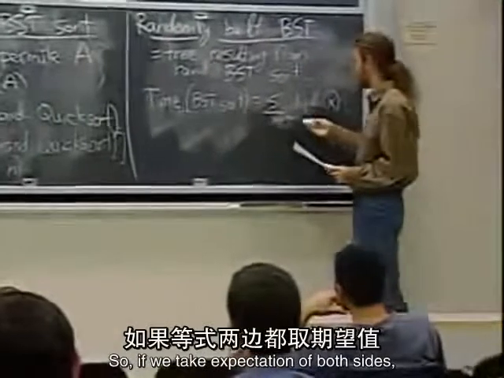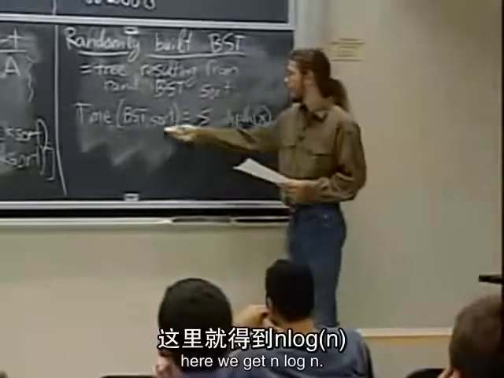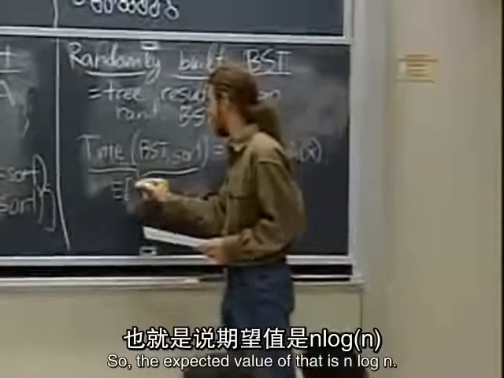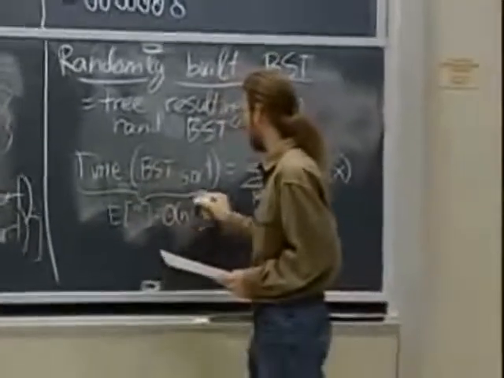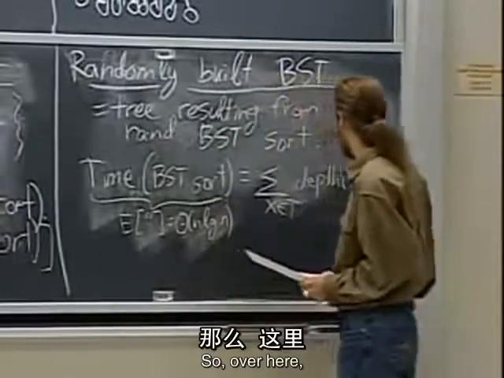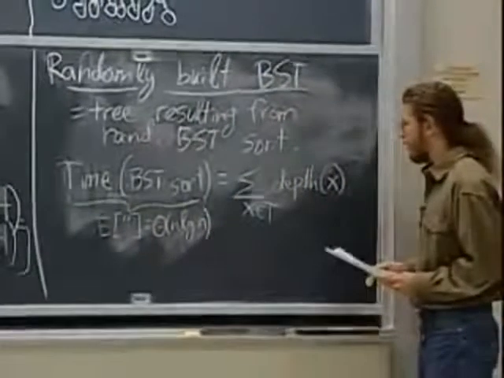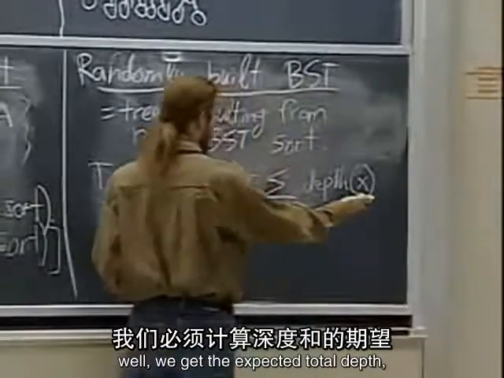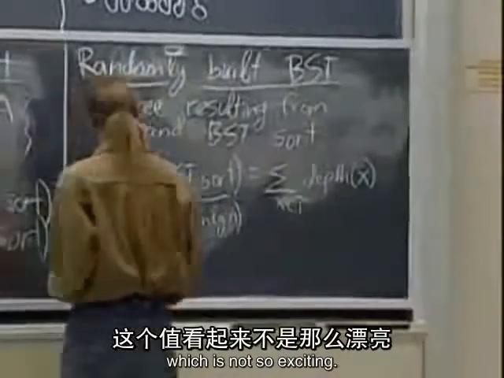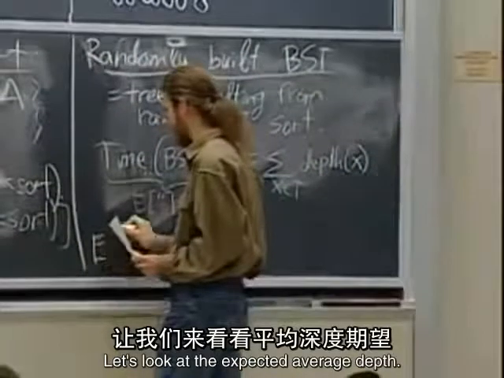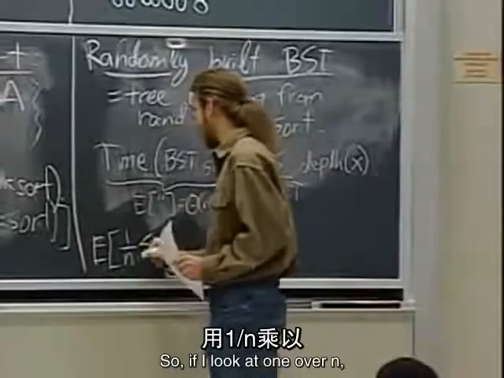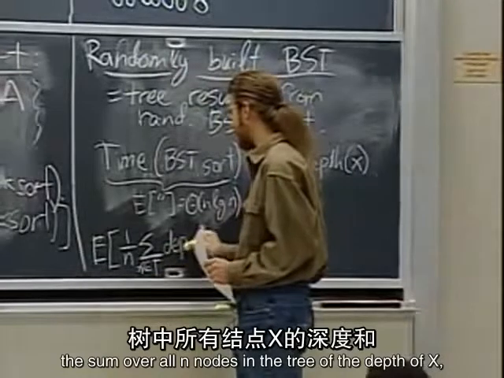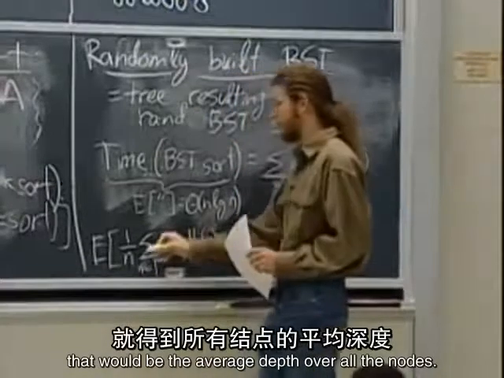So if we take expectation of both sides, here we get n log n. So the expected value of that is n log n. So over here, we get the expected total depth, which is not so exciting. Let's look at the expected average depth. So if I look at 1 over n, the sum over all n nodes in the tree of the depth of x, that would be the average depth over all the nodes.